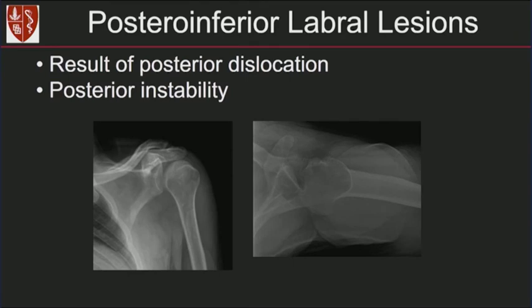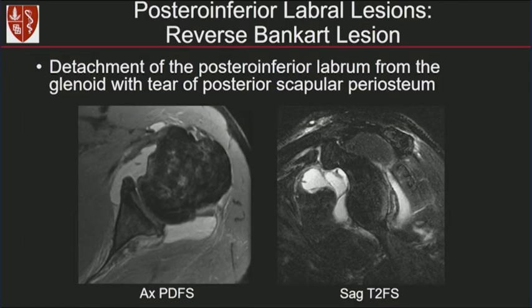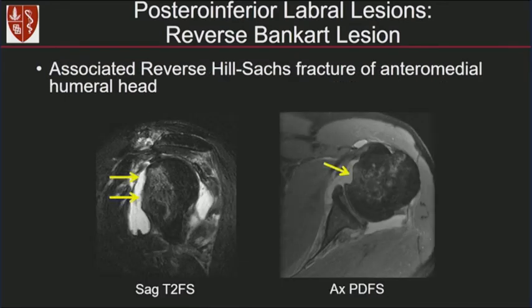Posterior-inferior labral lesions commonly result from posterior dislocation and posterior instability. These two radiographs show you the light bulb appearance and then some posterior subluxation here. The reverse Bankart lesion is the detachment of the posterior-inferior labrum from the glenoid with tearing of that periosteum. So here's the diminutive posterior-inferior labral tear. And notice how the sagittal images are really helpful. You can see detachment of that labrum from the glenoid. Same patient, you get the reverse Hill-Sachs fracture of the anteromedial humeral head.